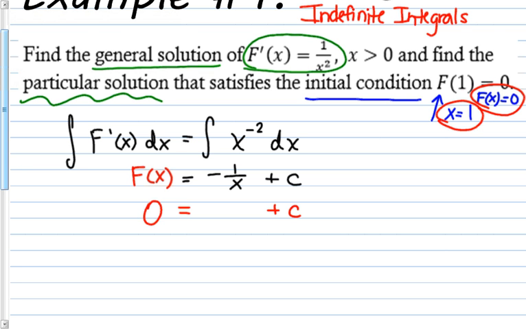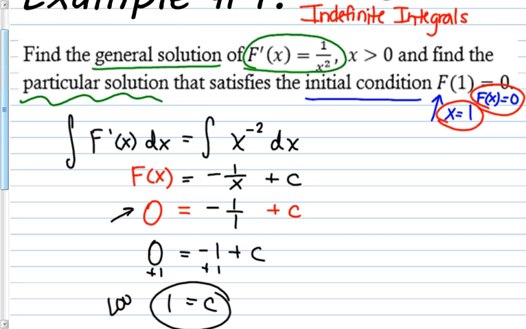Okay, so my initial conditions tell me, the equation was equal to 0 when I plugged in 1. So negative 1 over 1 plus c. So 0 equals negative 1 plus c. Add 1 to both sides. C equals 1. So I have my C. Looky, looky. C equals 1. So now I am going to find the general solution.